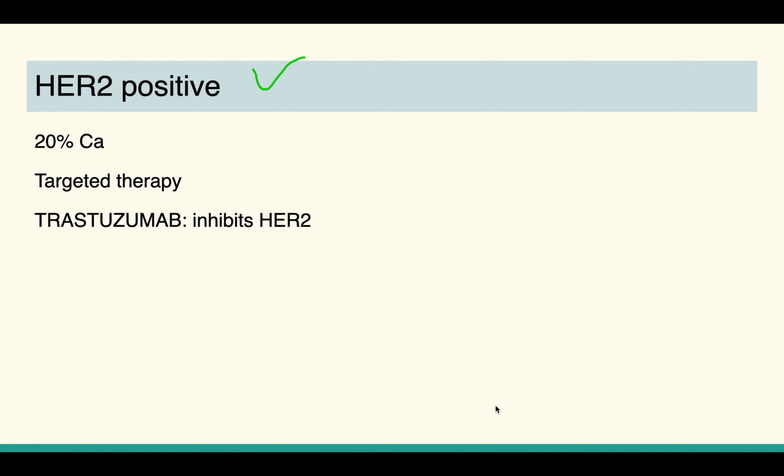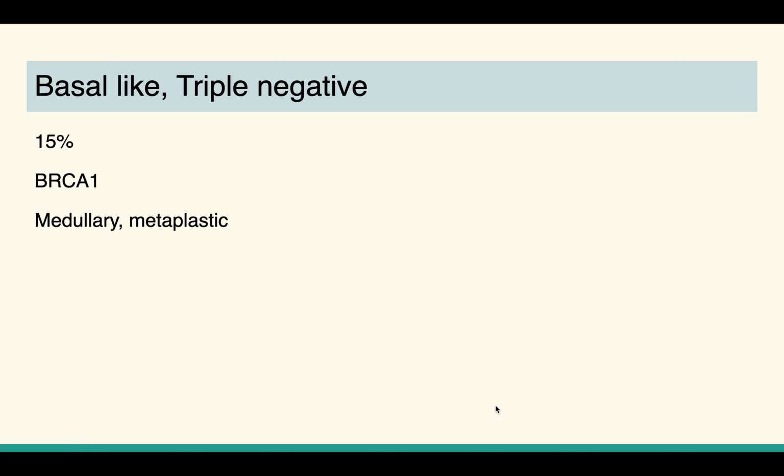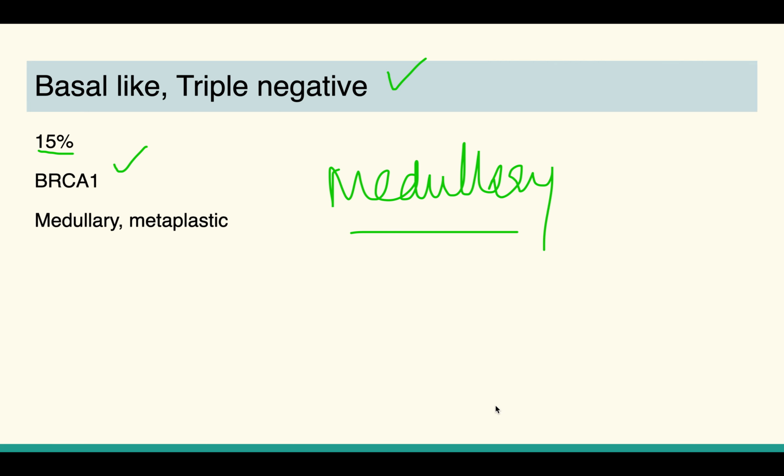Then you have HER2 positive, which is around 20% of the carcinomas. These carcinomas have very high proliferation and are very high grade also. But one good thing is they respond to targeted therapy like trastuzumab, which inhibits HER2. Then you have basal-like and triple negative carcinomas. These triple negative carcinomas are again very high grade carcinomas. They account for around 15% of the tumors. They have BRCA1 gene mutation, and especially medullary carcinomas are triple negative carcinomas.